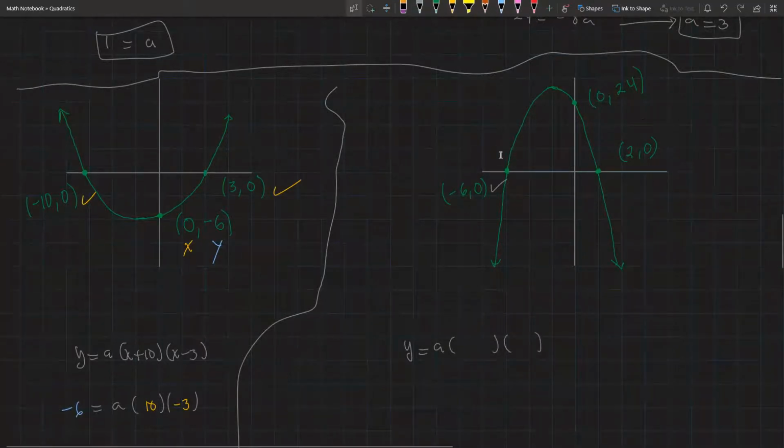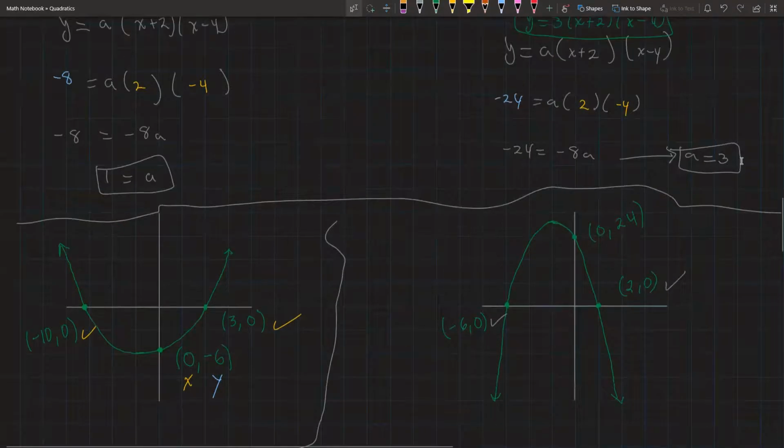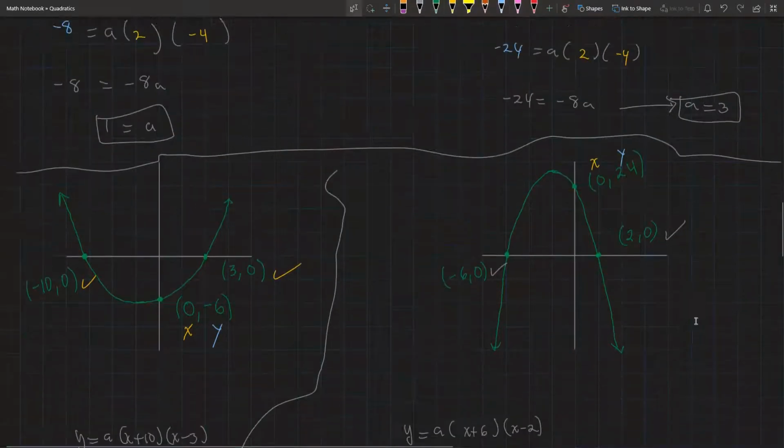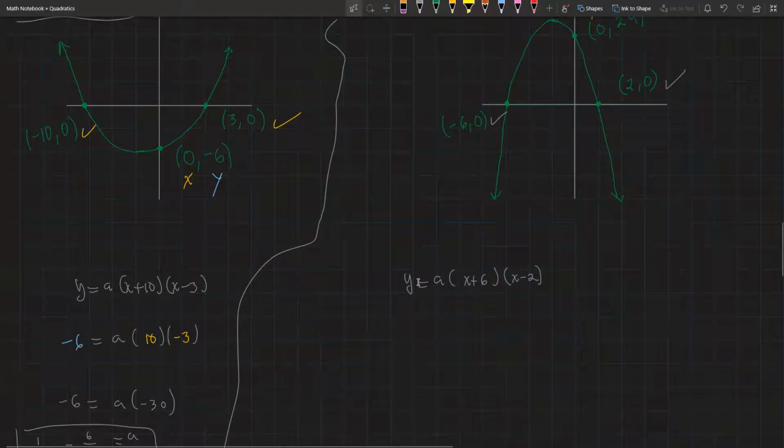What's the factor for x-intercept of negative 6? It was x plus 6. What's the factor for x-intercept of 2? It was x minus 2. And we can go through our checklist. We already used both of these points. The last one we have yet to use is our y-intercept, which has an x value of 0 and a y value of 24. So let's make some substitutions. When we see a y, we're going to replace that with a 24.